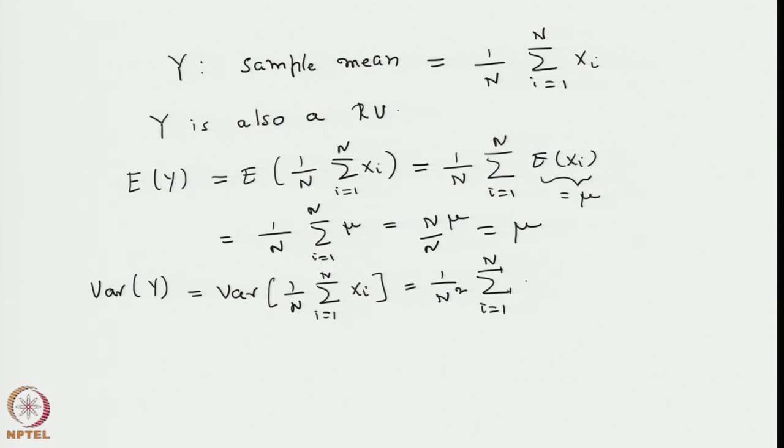By commuting it, it becomes variance of xi, and variance of xi is sigma squared. So it is going to be 1 by n squared summed i equal to 1 to n sigma squared. By the very definition of the random variable y, this is n sigma squared by n squared, which is sigma squared by n.